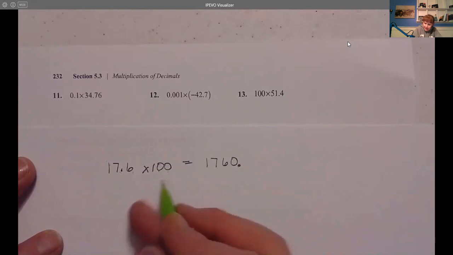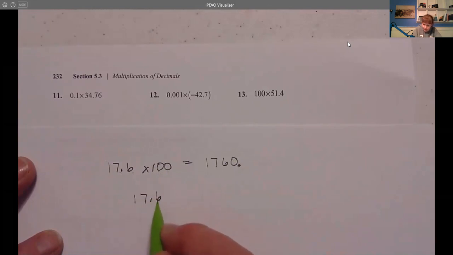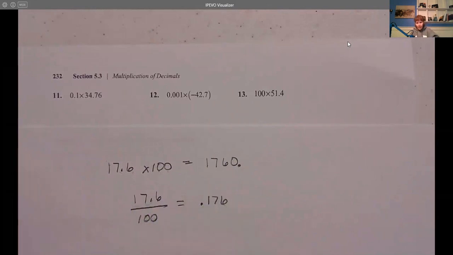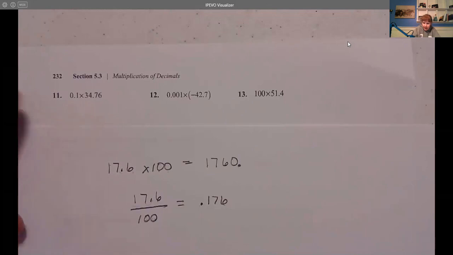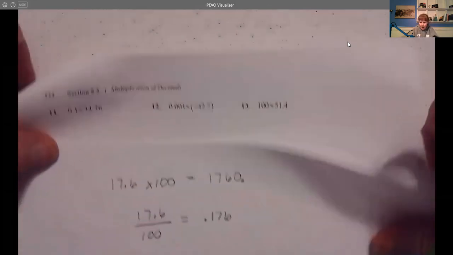All right, if I divided by 100, I would move the decimal to the left twice. There's 2 zeros, 1, 2. Okay. Well, what about something like this? This is actually 1/10. This represents 1/10.